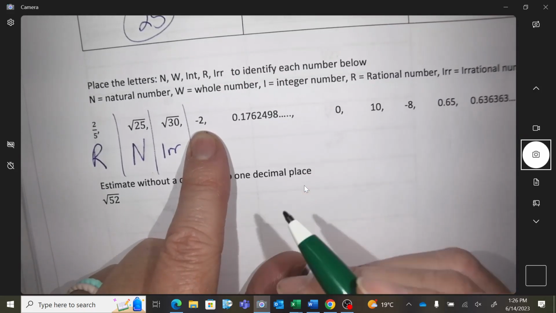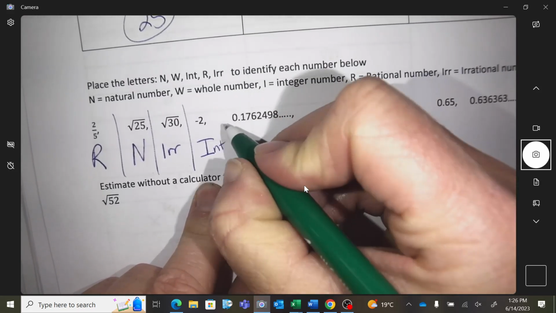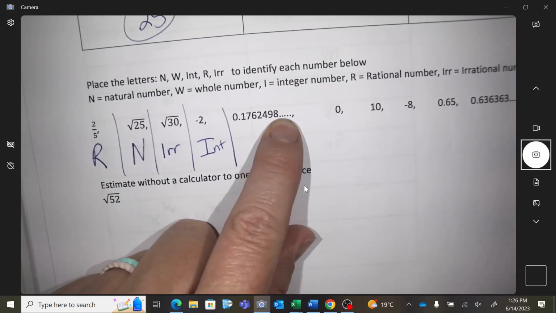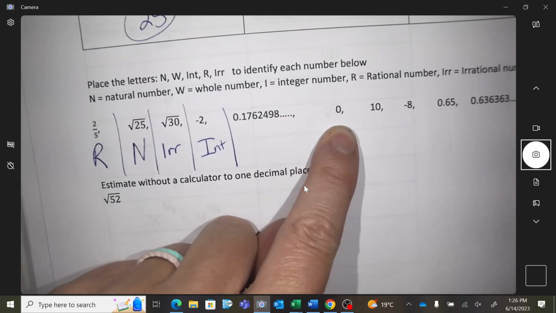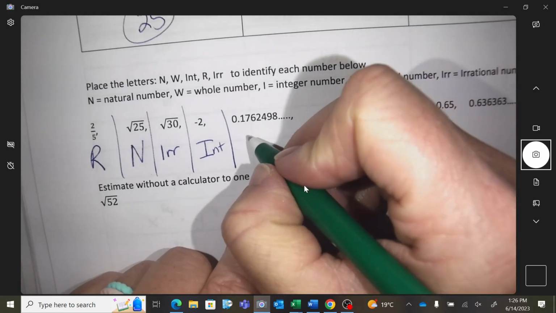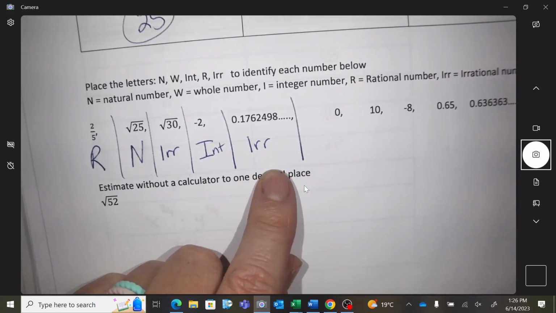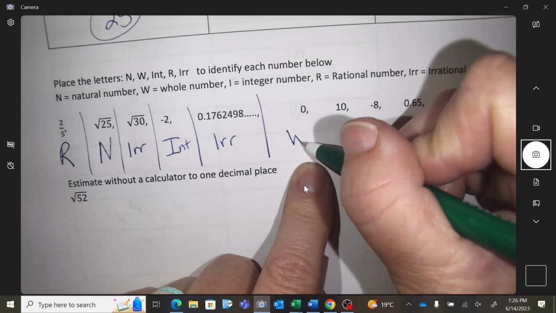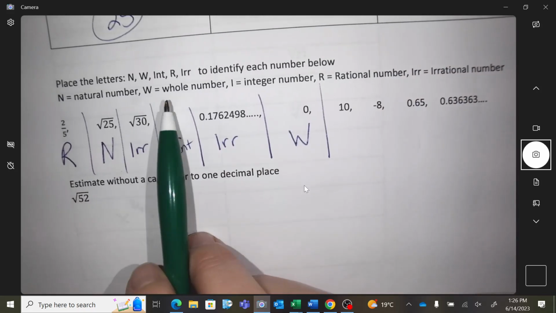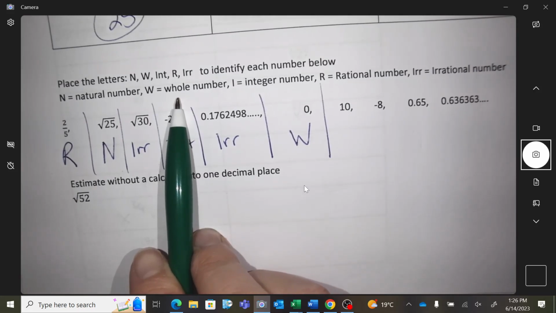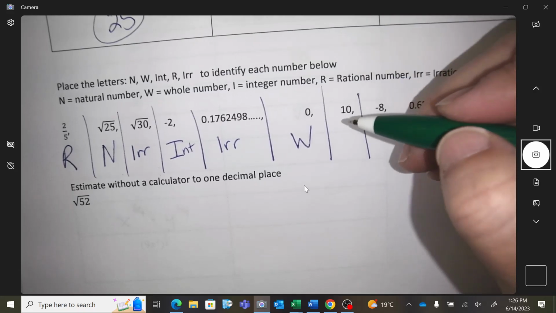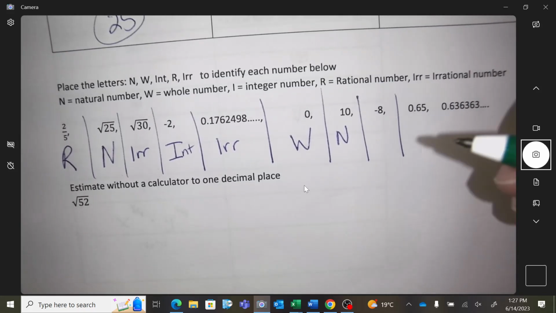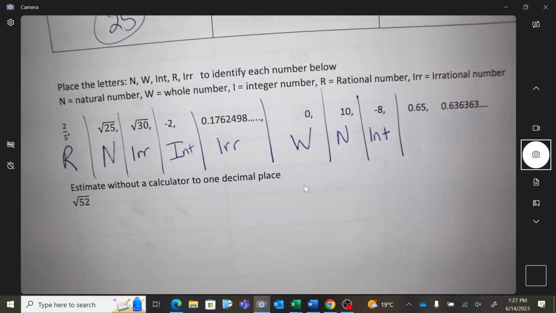Negative 2. Integer. This decimal and then these dots mean that it's going on and on. This would be irrational. 0, whole number. I always remember that one for some reason because whole number has a O in it. 10. Natural. Negative 8. Do you think integer?